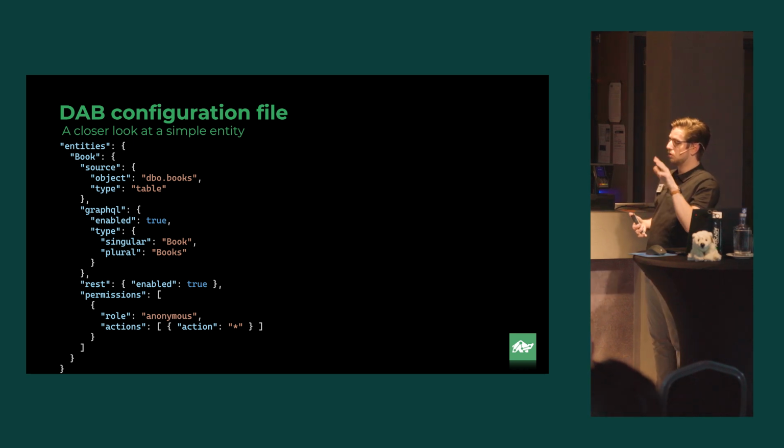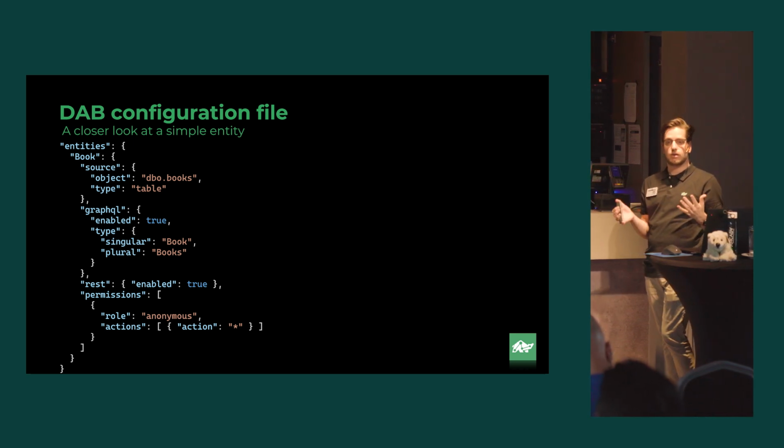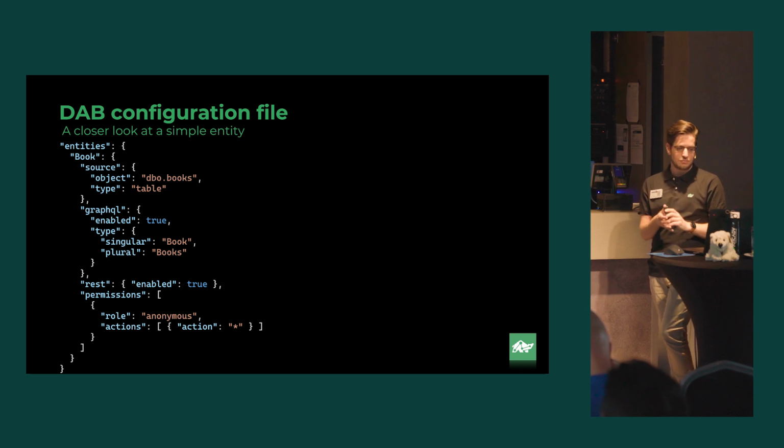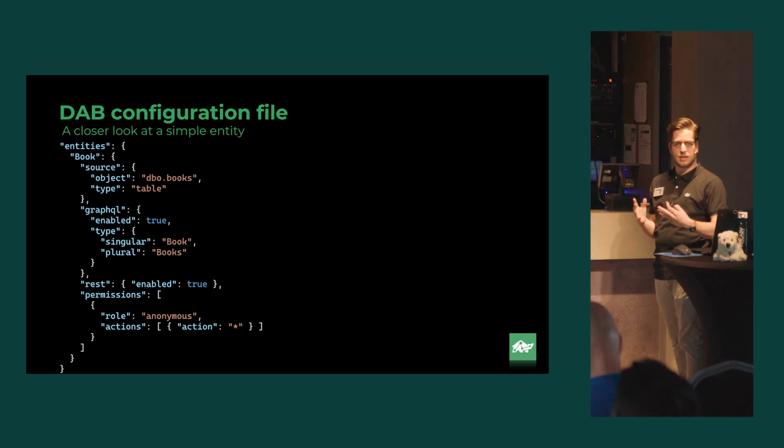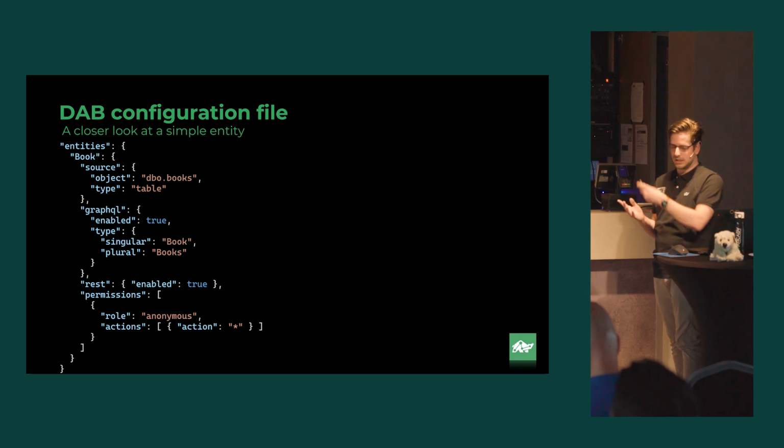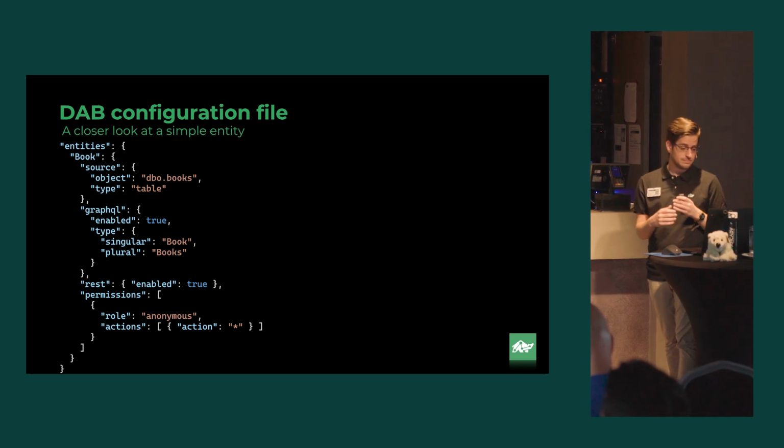So here we say the role anonymous has actions, wildcard, so anything. I think this is pretty readable. I think you can easily do this using your CLI, but it's also really easy to just edit this in the JSON itself if you want to do so.